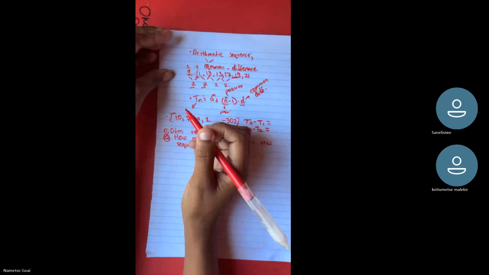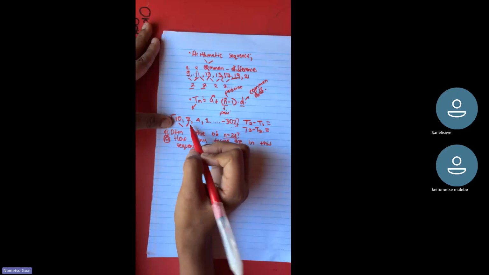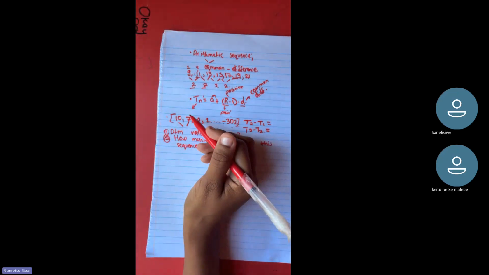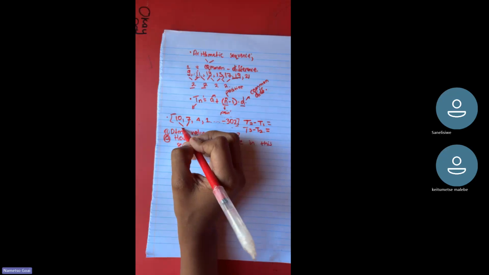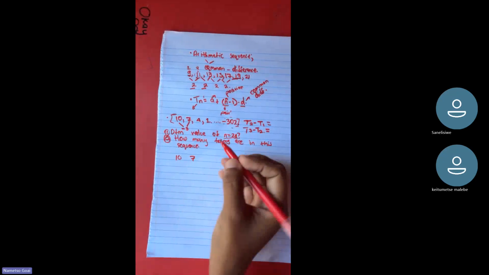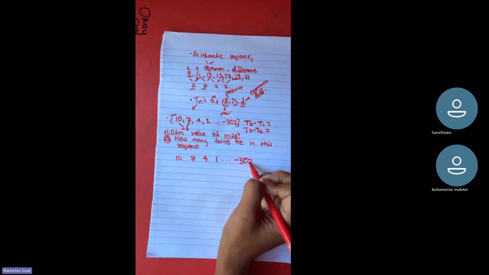Now, when you move from these two, what is the common difference? Like if you say 10, how did you get to 7? You must have subtracted 3 from this 10, right? Okay, let me rewrite it here so that we work neatly. 4, 1, negative 302.